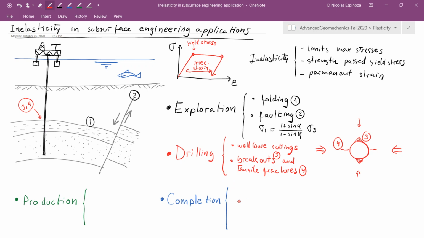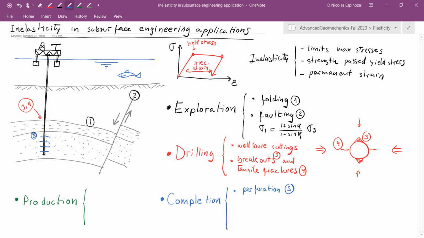And first of all, we might have perforations. A perforation is basically a failure of the rock at a very high strain rate, done here near the wellbore, so that we can extend past the damaged area around the reservoir. These perforations are going to be a permanent deformation. Sometimes the perforations may not be enough.